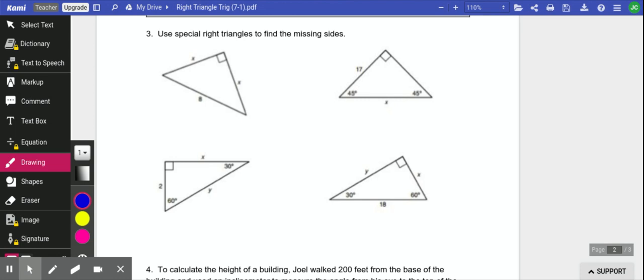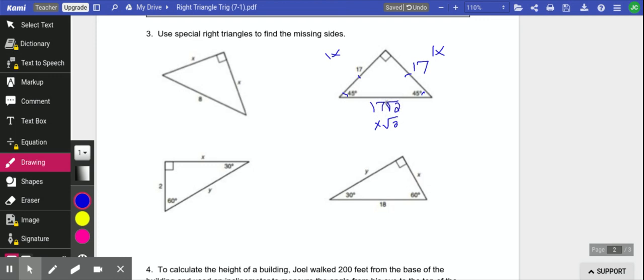We can kind of take some shortcuts here. It's fine. I'm going to start on the second one here. This is a 45, 45, 90, which means these two sides have to be equal. So if that side's 17, then this side is 17. And remember, we said that the ratio was x, x, x root 2. Now, instead of 1x, we have 17, 17. So this side is going to be 17 root 2. Okay, and that's all we have to do with that one.